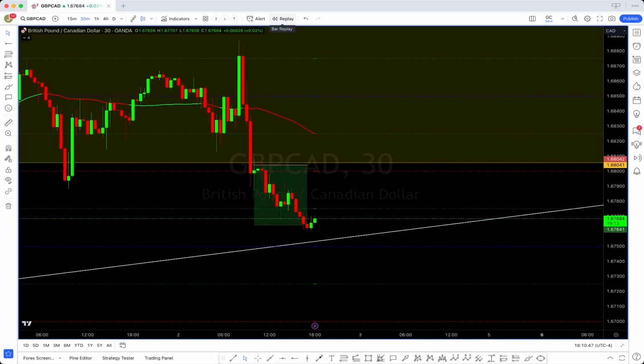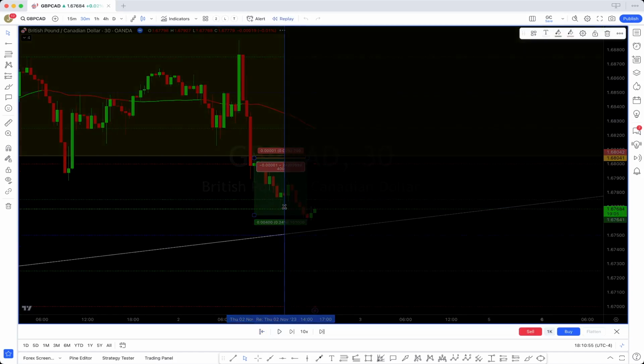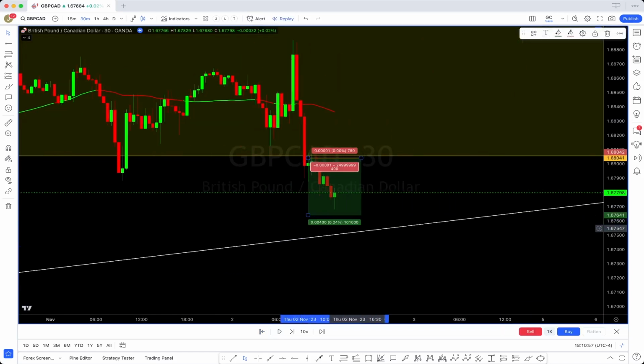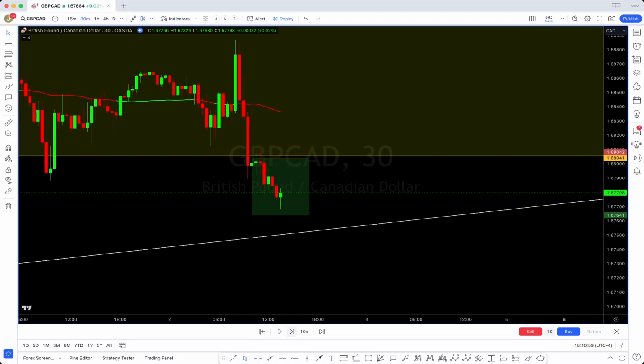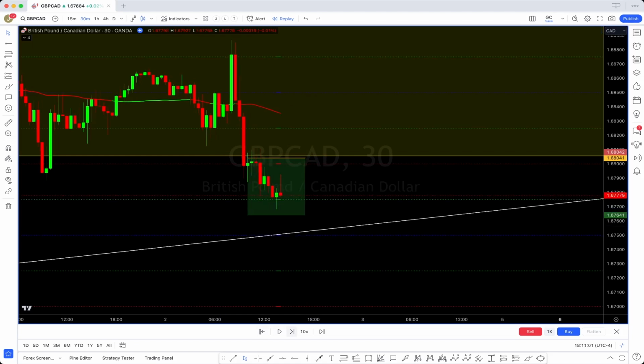This is a live chart right now. It's 19 minutes to the candle close on this 30-minute chart. But rewind this right here and then fast forward it. You can see the reaction that you got at the pivot.